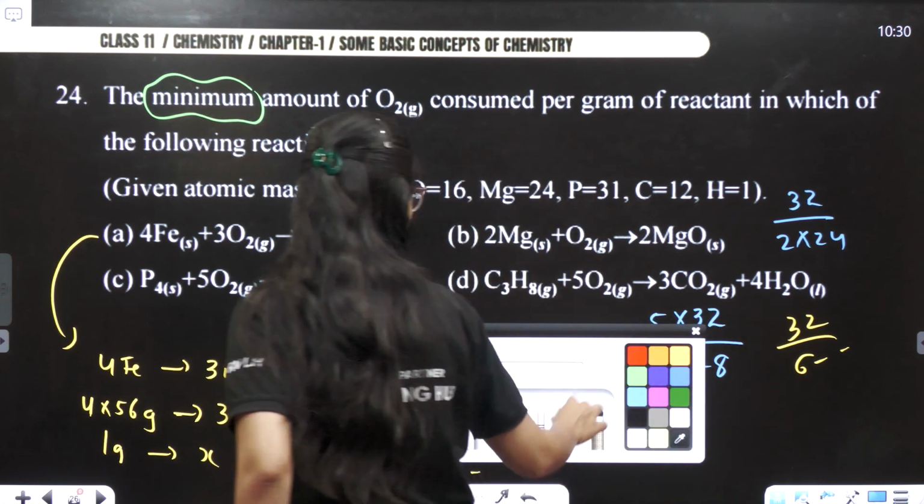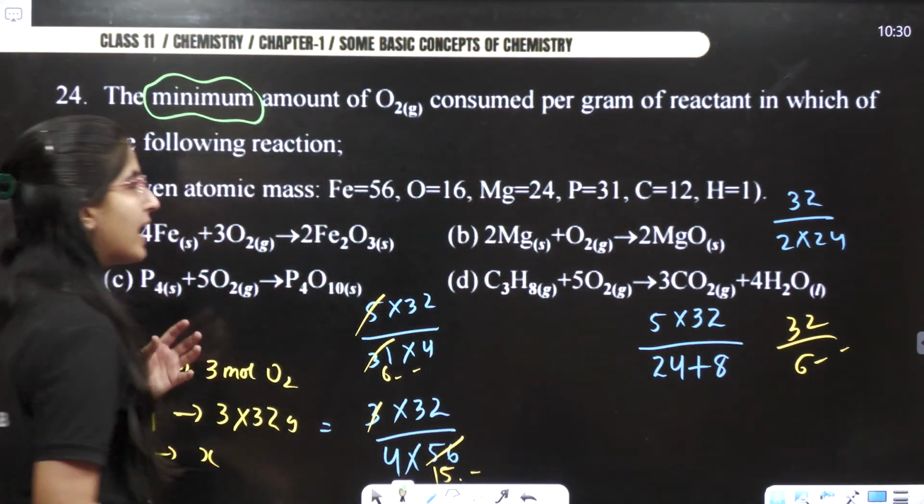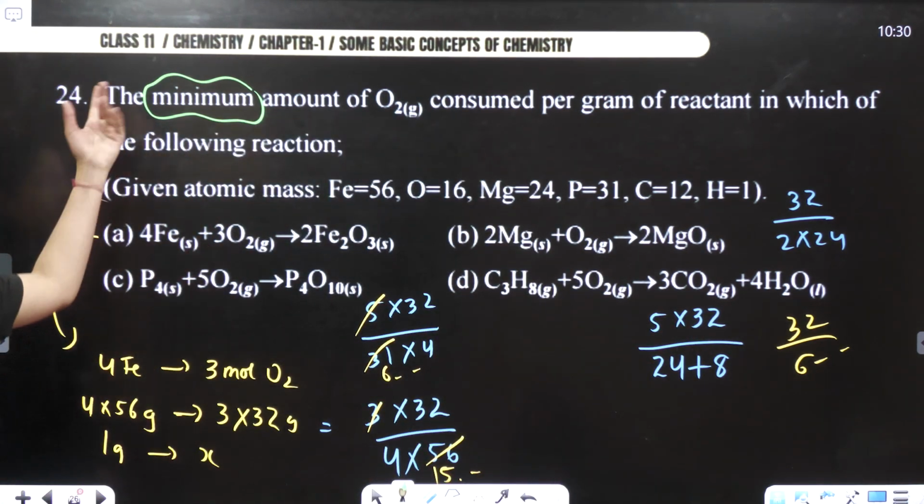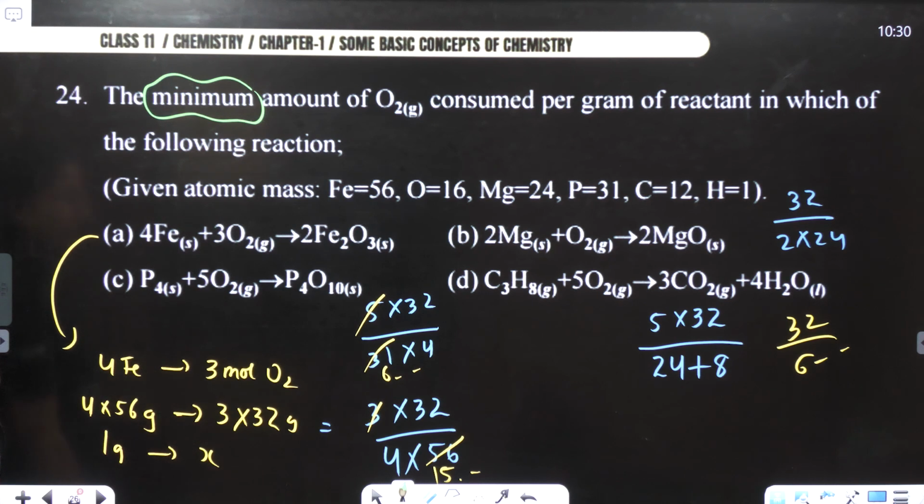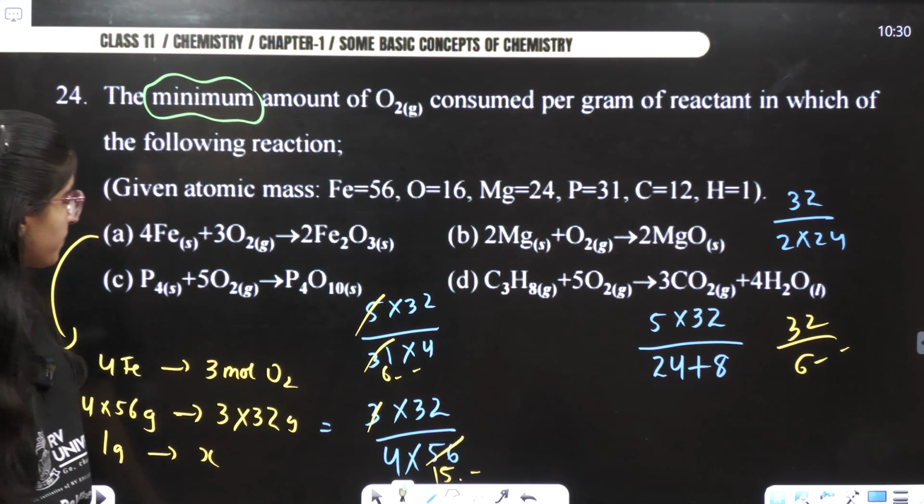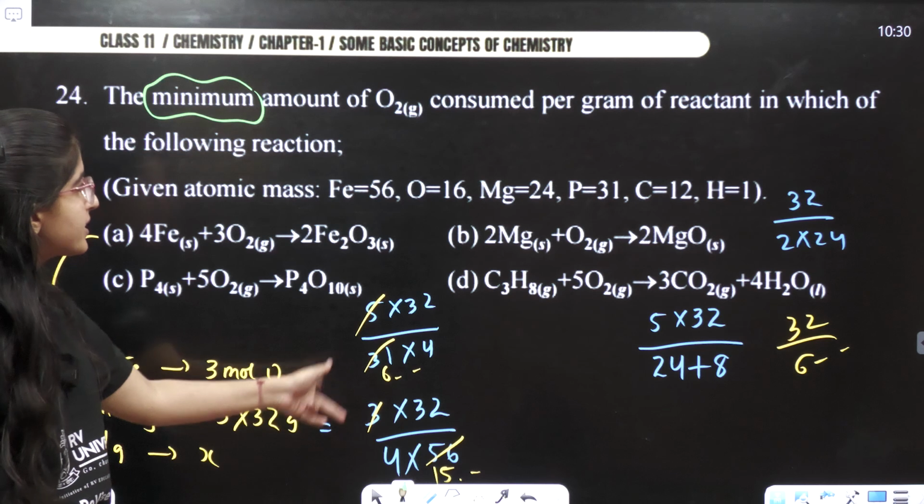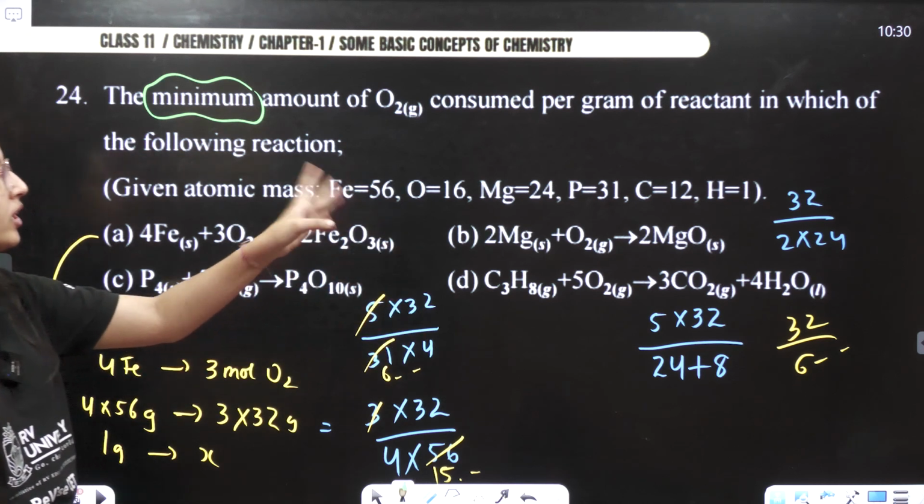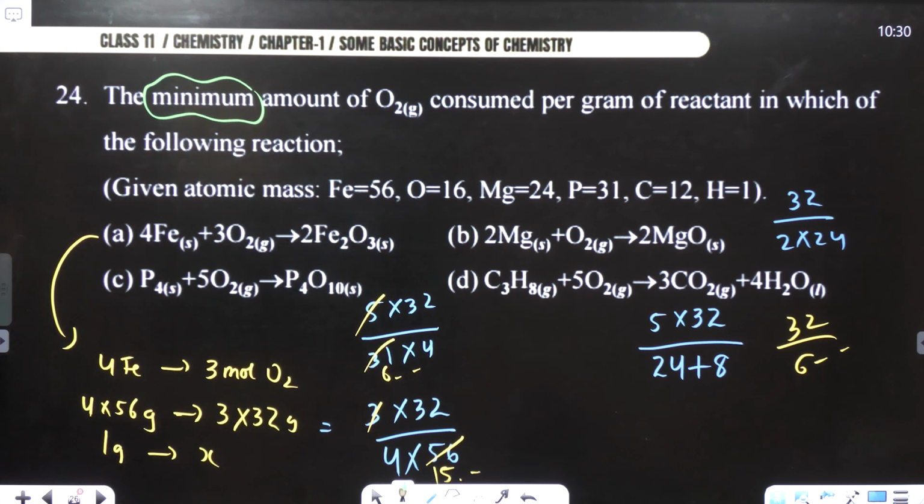So now you can clearly see that the one having the highest denominator will have the lowest value of oxygen. So the highest denominator is for what? 15 into 4, 6 into 4 or 6, or 2 into 24. Which one has the highest value of denominator? Obviously the first case. So option number A will be your correct option.